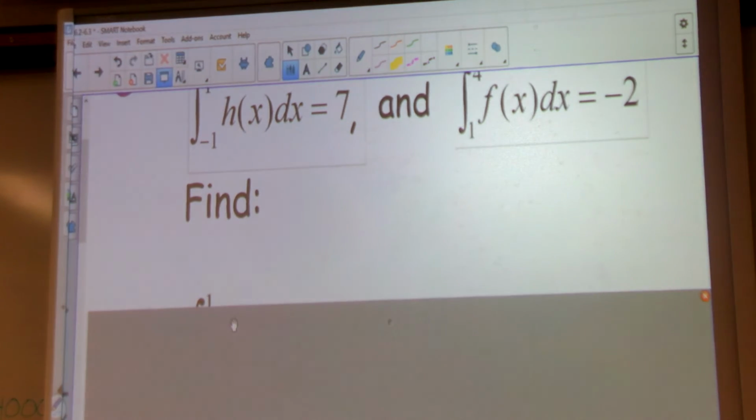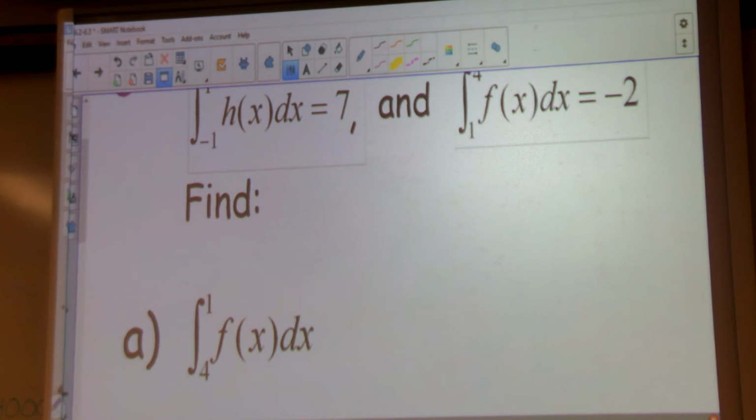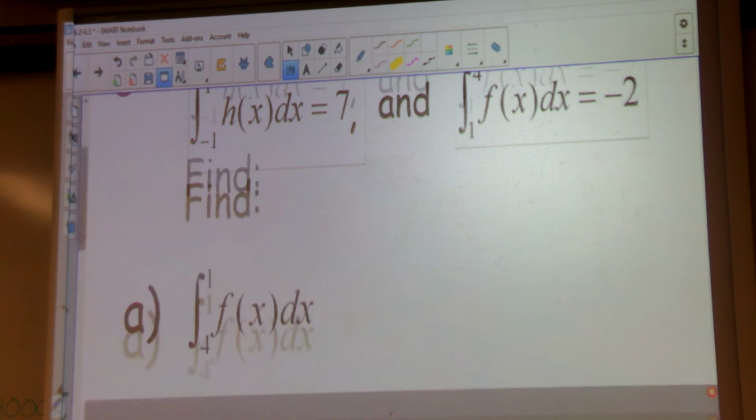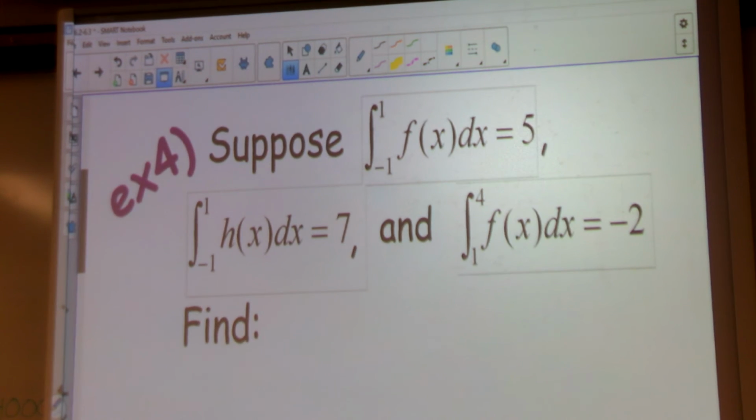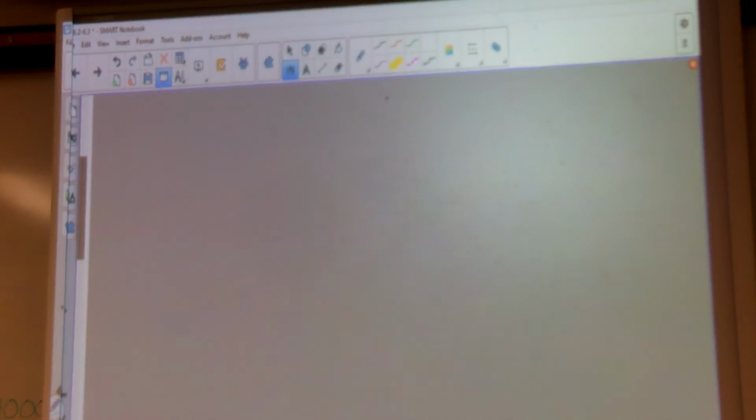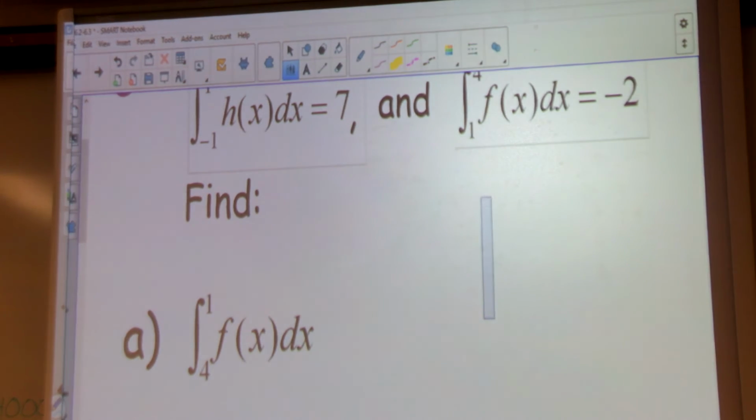What the heck is it doing right now? So the integral from 4 to 1. Well, I do. What are you doing? This is the problem. I'm getting rid of my. There we go. Let's try that.